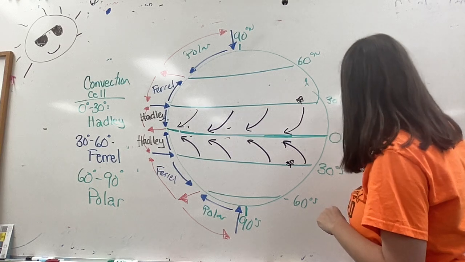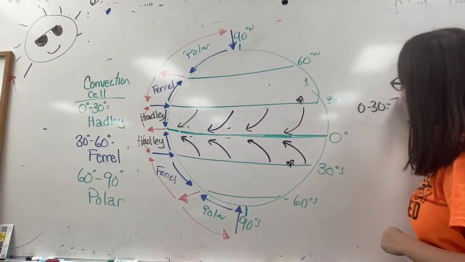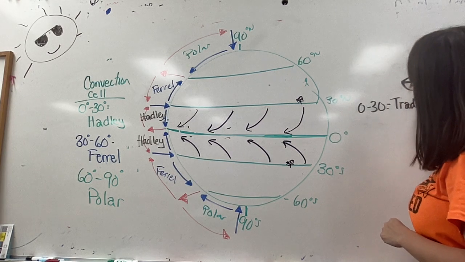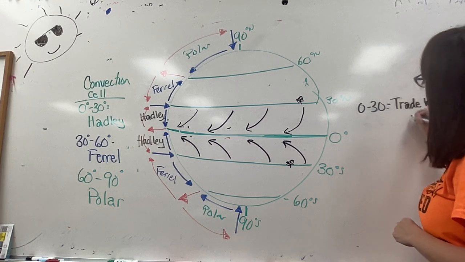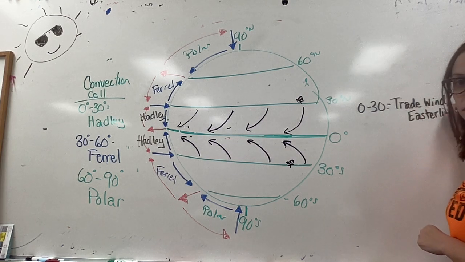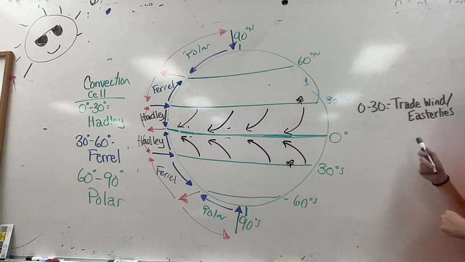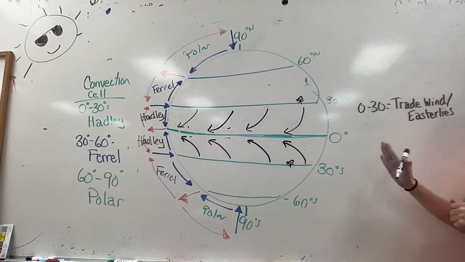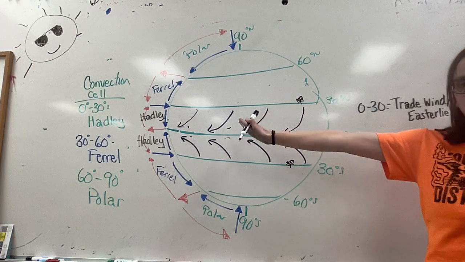These winds between 0 and 30 degrees, those are called the trade winds. Sometimes they are called easterlies, because they go from the east to the west.